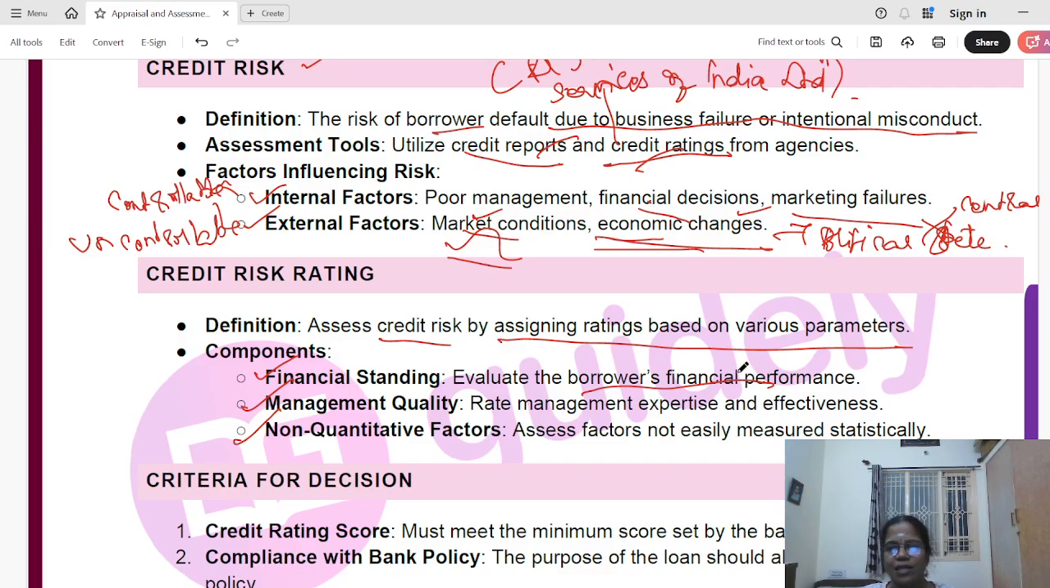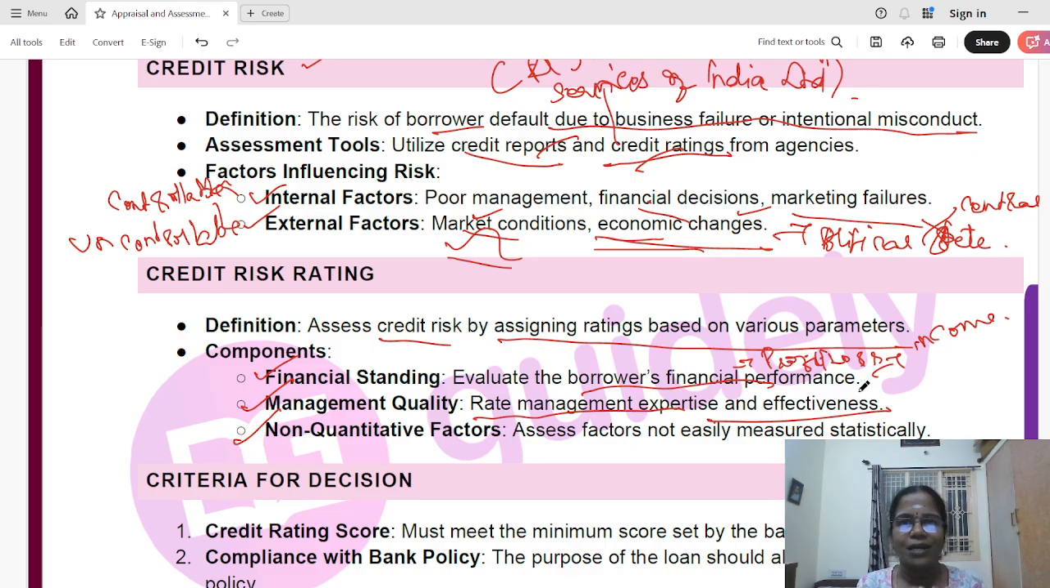Financial performance can be determined through their business, whether the business makes a profit or loss. For an individual, based on their income, we can decide the financial stability and financial performance of the borrower. Then management quality: rate the management's expertise and effectiveness. What is the expertise of the management, and how effectively can they manage the business in order to make a profit?